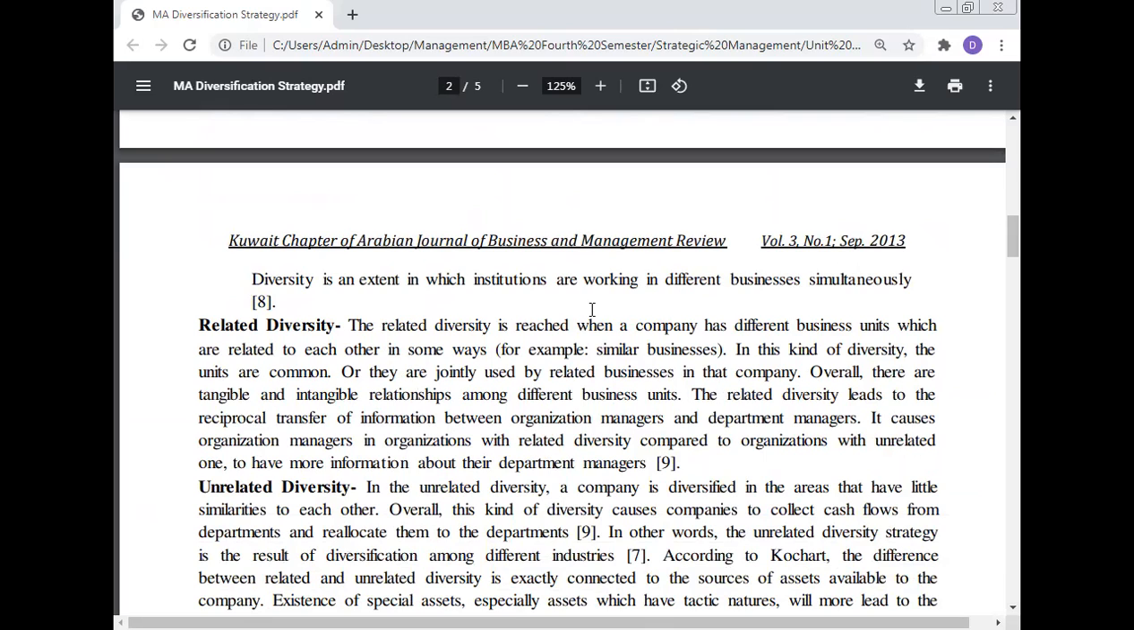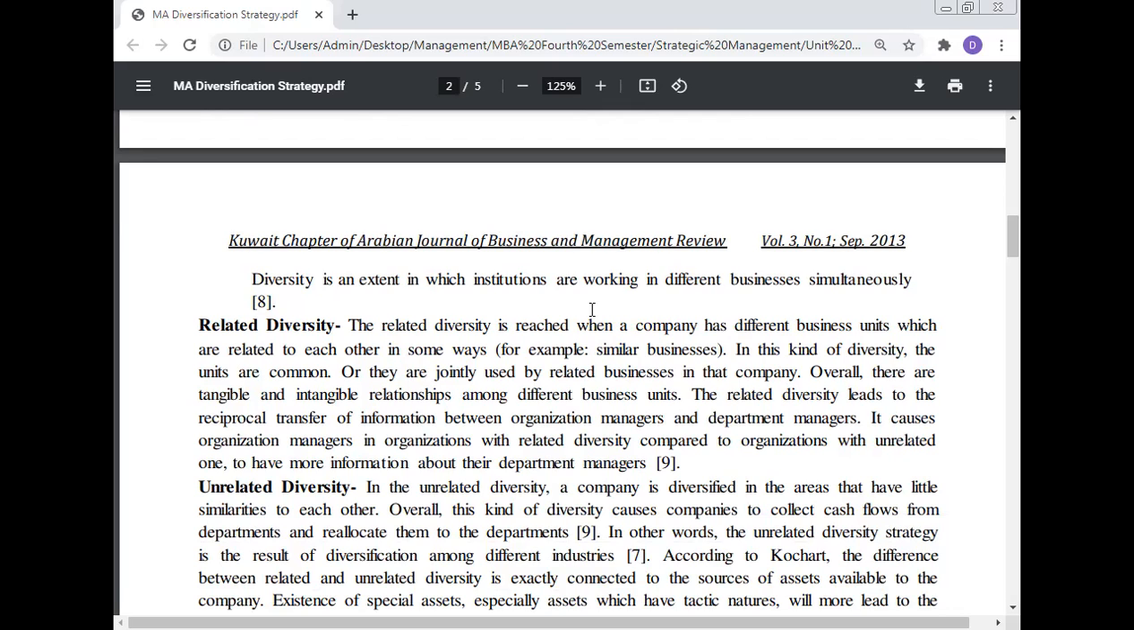Now come to related diversity. Related diversity is reached when a company has different business units which are related to each other in some way. For example, in this kind of diversity, the units share common resources or are jointly used by the related businesses in that company. Overall, there are tangible and intangible relations among different business units.